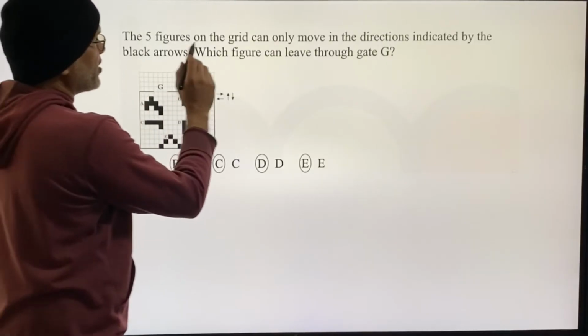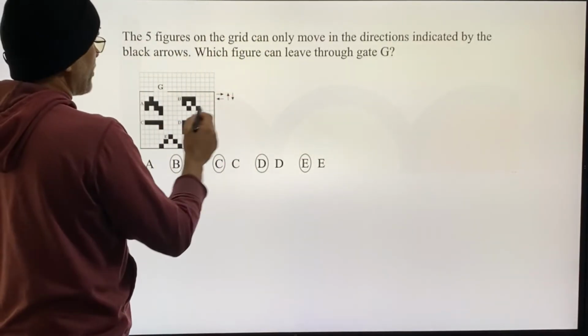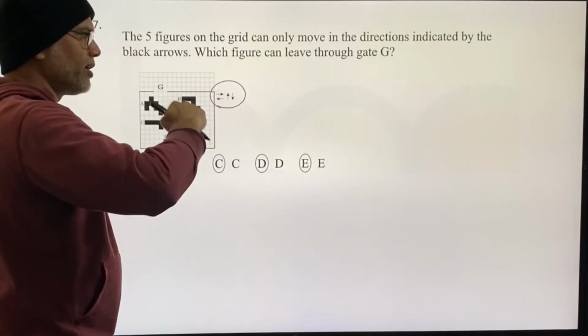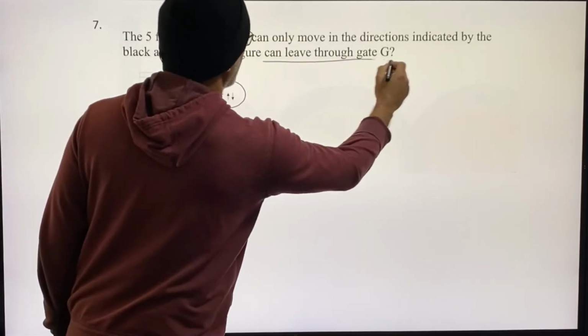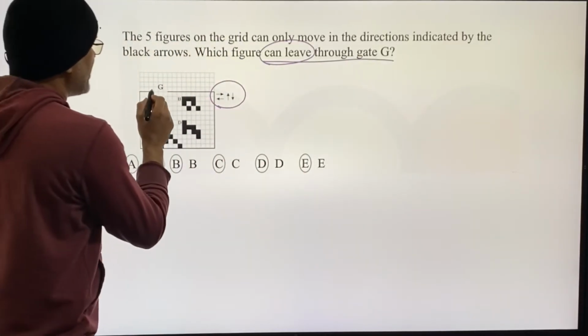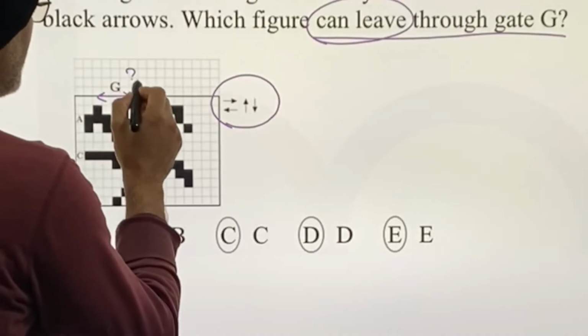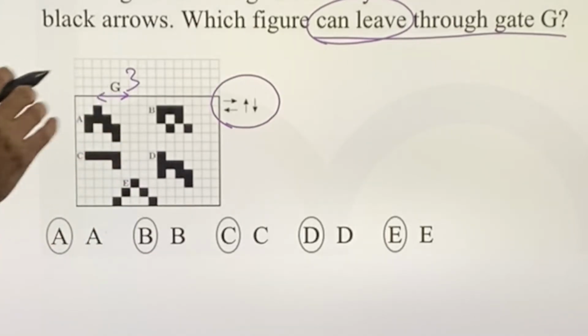The 5 figures on the grid can only move in the directions indicated by the black arrows. All right, so these are the only permitted directions. I can go sidewise or up and down. Which figure can leave through gate G? So let's take a look at gate G. The gate G is 3 units wide, so any of the figures that is 3 units wide or less can go through gate G.